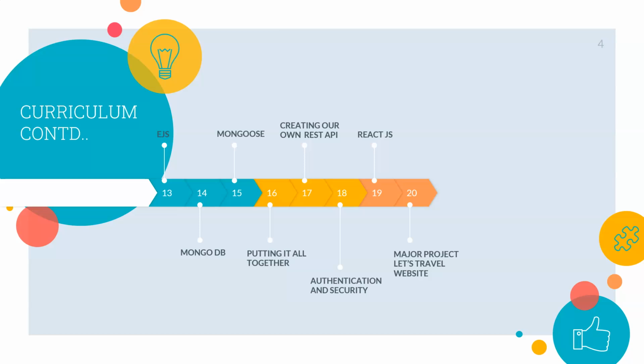Next one is putting it all together. Inside this section, we are going to create a to-do list project where we will apply all the backend skills that we will learn in this backend section. After that, we have creating our own REST API. Inside this section, we will create our own REST API with the help of HTTP principles.